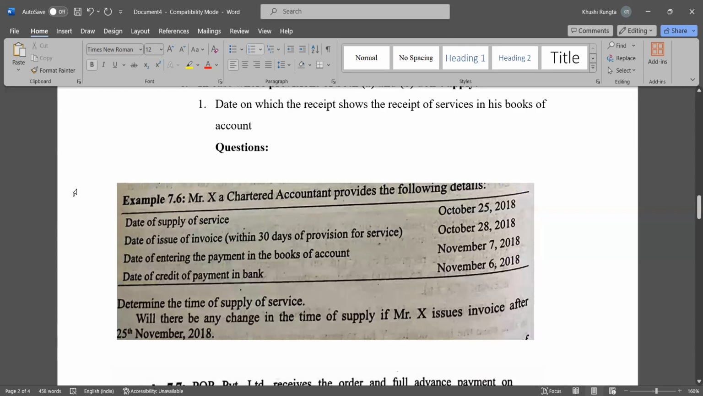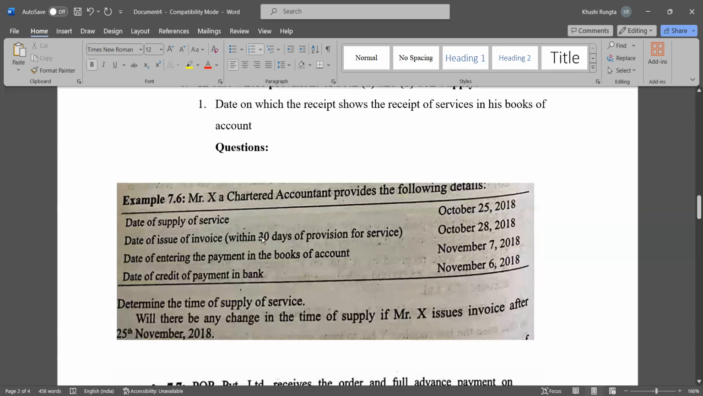So they gave the following details. The date of supply of service is October 25th. Date of issue of invoice, they are mentioning it is within the 30 days, that is October 28th. Date of entering the payment in the books of account is November 7th, and date of credit of payment in bank is November 6th.